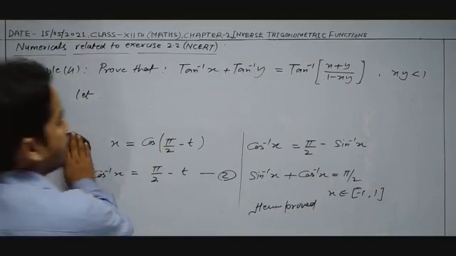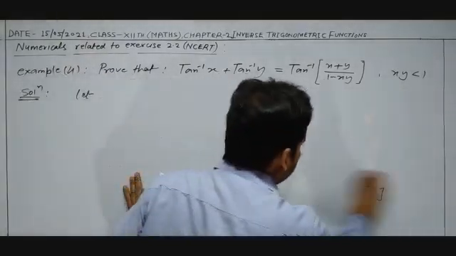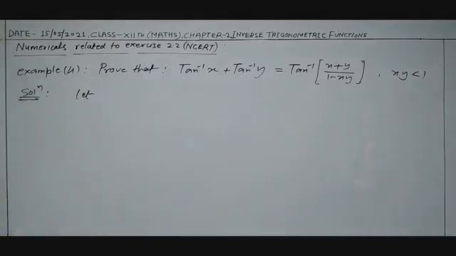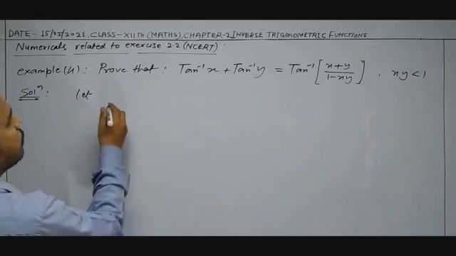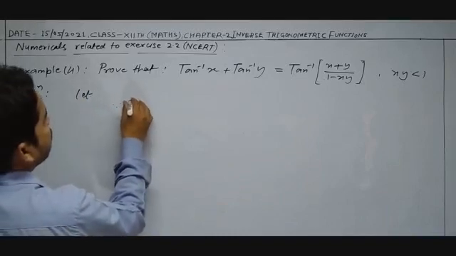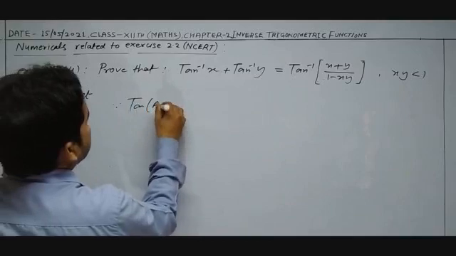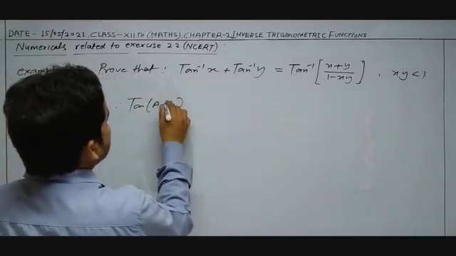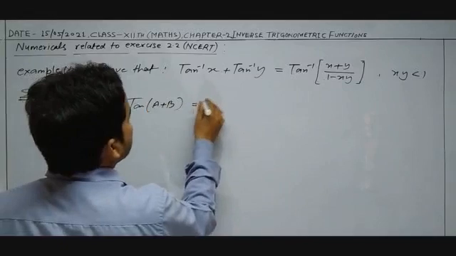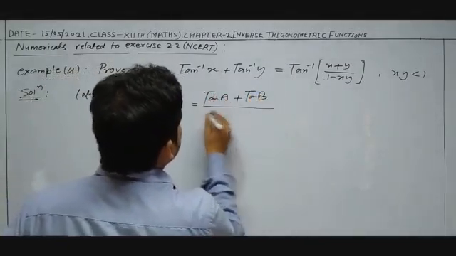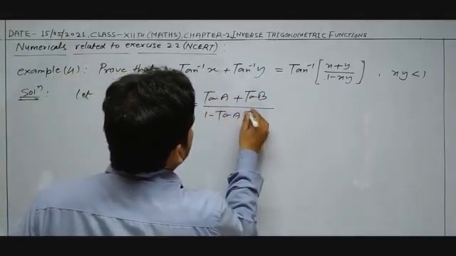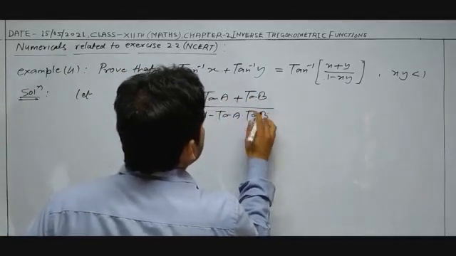See, now student, do you know the formula of tan of a plus b? Tan of a plus b formula is tan a plus tan b whole upon 1 minus tan a into tan b.